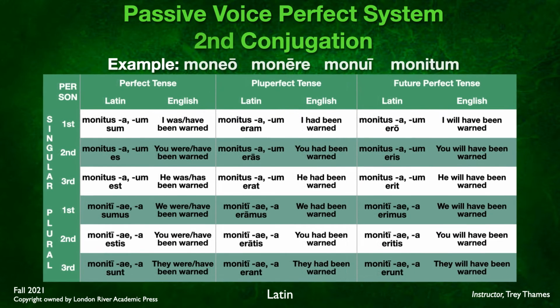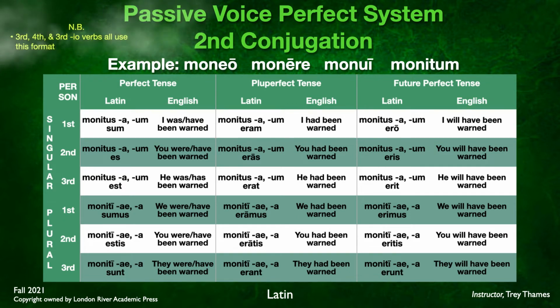Now, here is the chart for moneo, monere, monui, monitum. I'm not going to run through these forms, but it's the exact same pattern. Take the fourth principal part, the participle, monitus, -a, -um, and add sum, or eram, or ero, depending on which tense you're looking for. And again, nota bene, third, fourth, and third io verbs all use this exact same format, so we don't have to learn anything additional here.